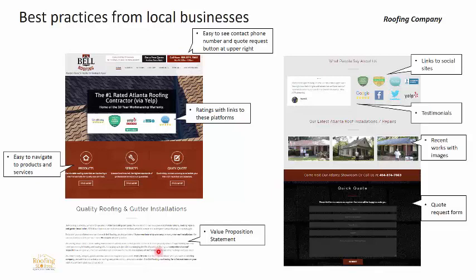Then we like to have at least 500 to 1,000 words of text here. It serves two purposes, conversion, but more importantly, I think that's for SEO, but still important for value proposition. And then again, you have more links to social sites, more testimonials, recent works with images, real people, right? Come visit our showroom, quick quote, again, multiple places where people can ask for a quote.